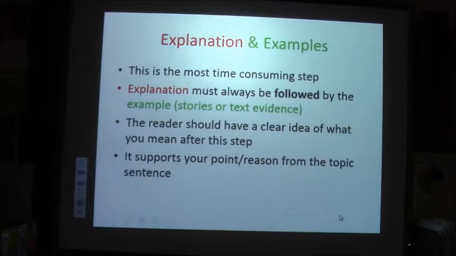The reader should have a clear idea of what you mean after this step. After you have explained an example, it ought to be abundantly clear exactly what you mean about the topic, or you would need to go and revise. And remember, this is supporting the point. Everything in the essay should support the points that you said you were going to discuss, students. And if a sentence in there is not doing it, it must go. Rejection. Take it out. Omit it.